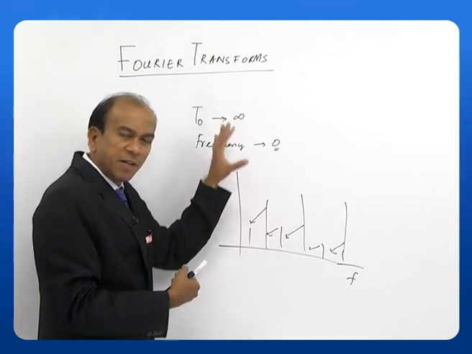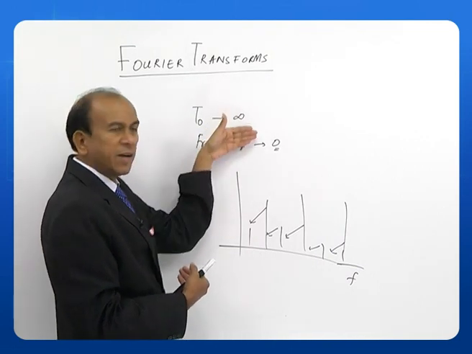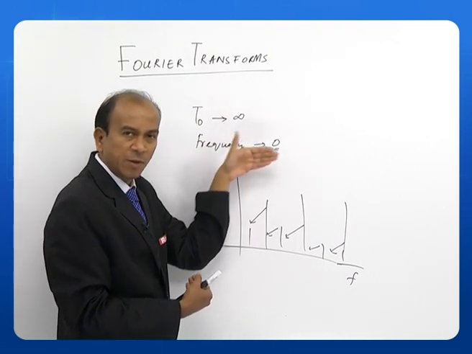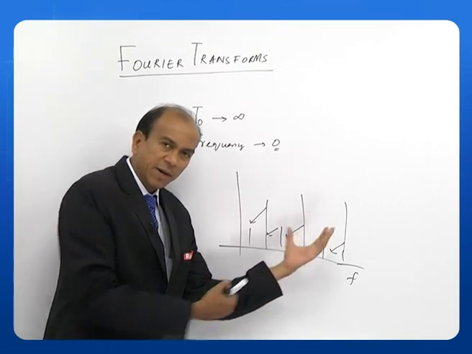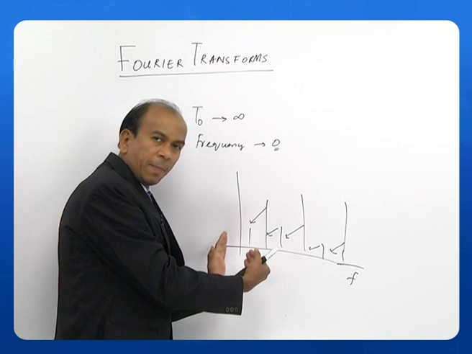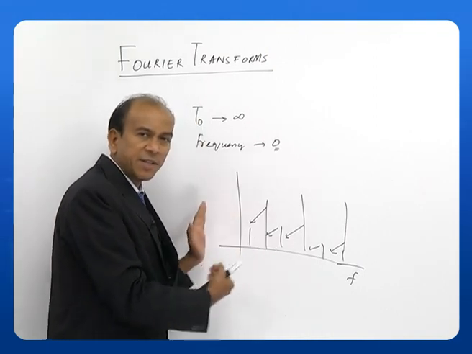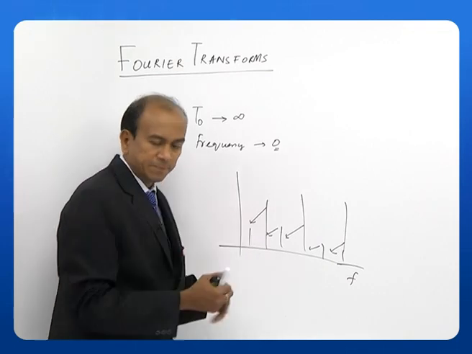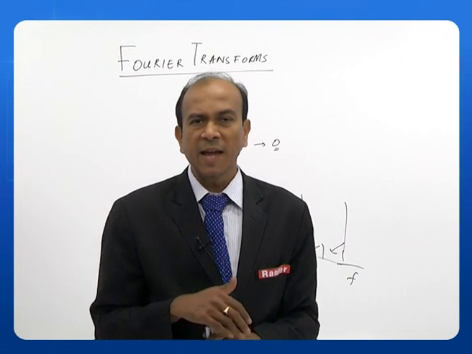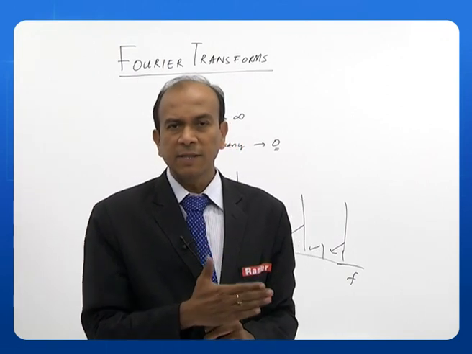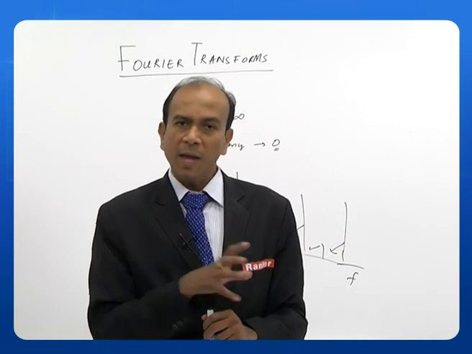That means we started with a signal which is aperiodic, that is, not periodic, whose period is tending towards infinity and whose frequency is becoming 0. When I translate this into the frequency domain, the spectral components come nearer to each other. In other words, we can say that a non-periodic signal, when I draw its spectrum, has a spectrum that appears to be continuous.